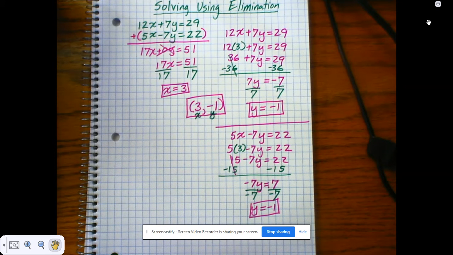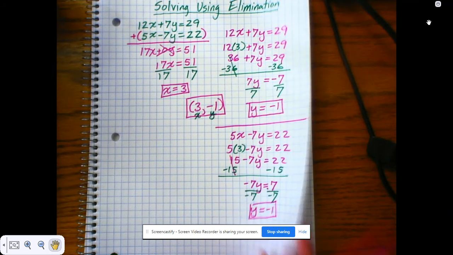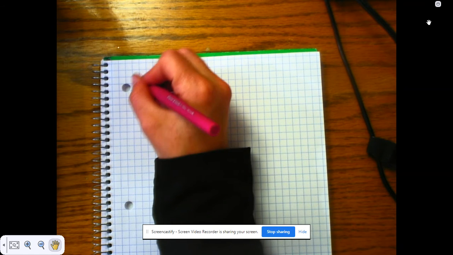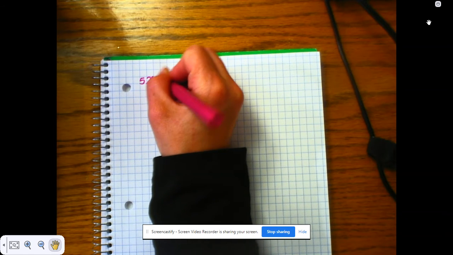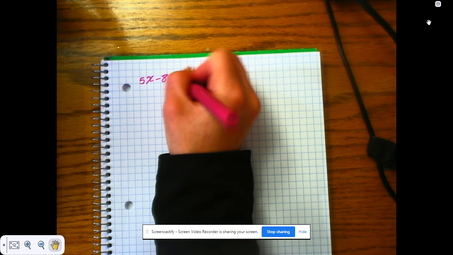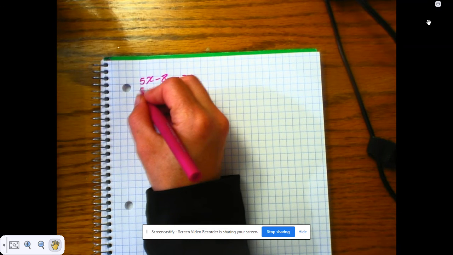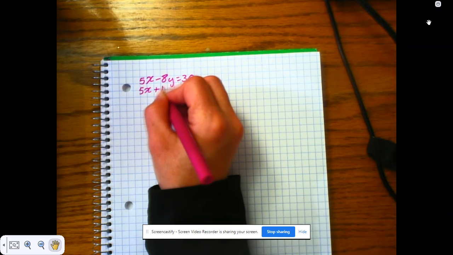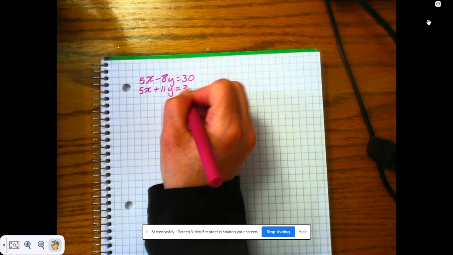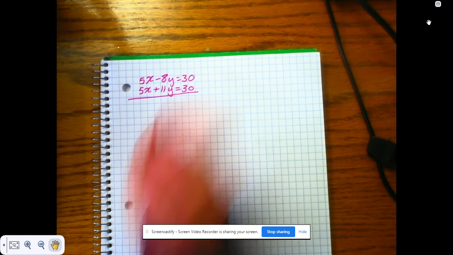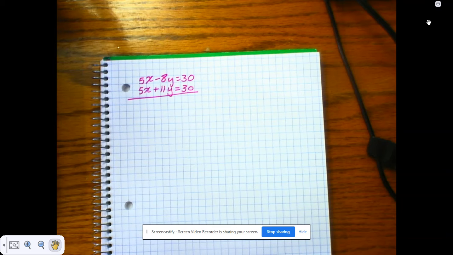We're going to look at another one now. Okay, so let's say we have the equations 5x minus 8y equals 30 and 5x plus 11y equals 30. Okay, and I can solve the system of equations using elimination. I do not need to graph it.